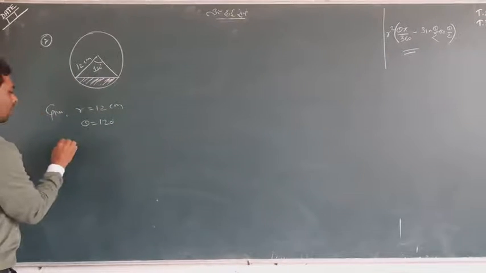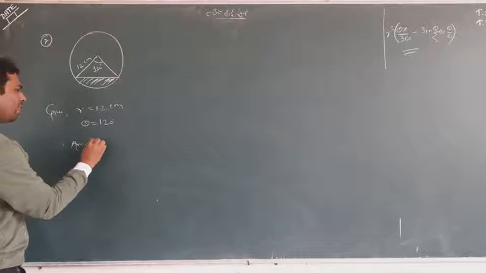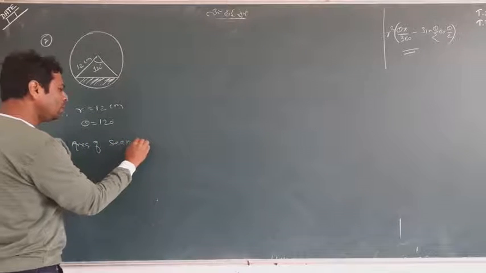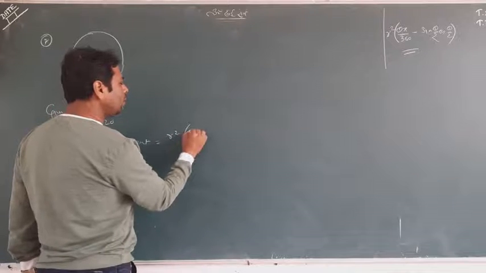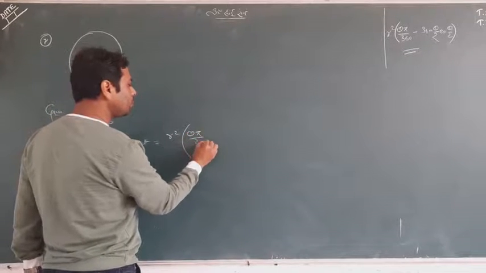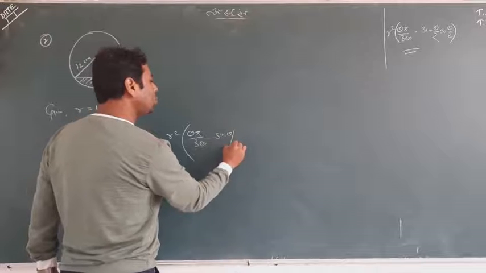So okay, directly we can go to the area of the segment. You can use the formula. You know it. R square into pi theta upon 360 minus sin theta by 2 cos theta by 2.